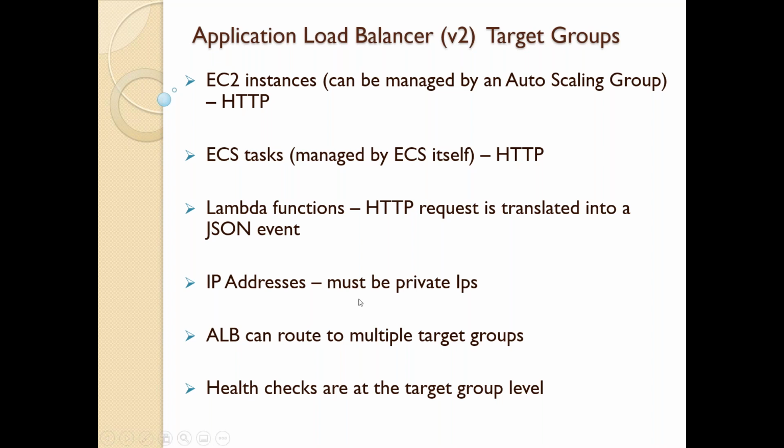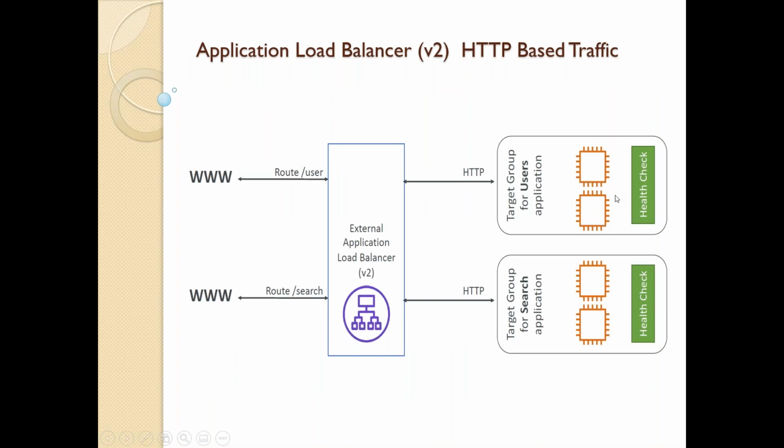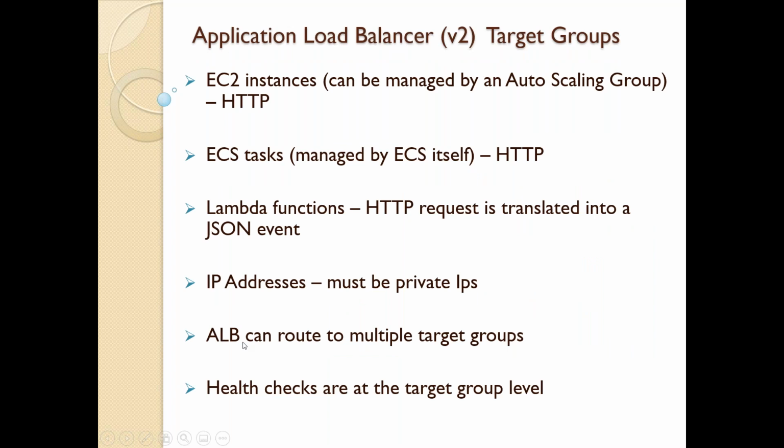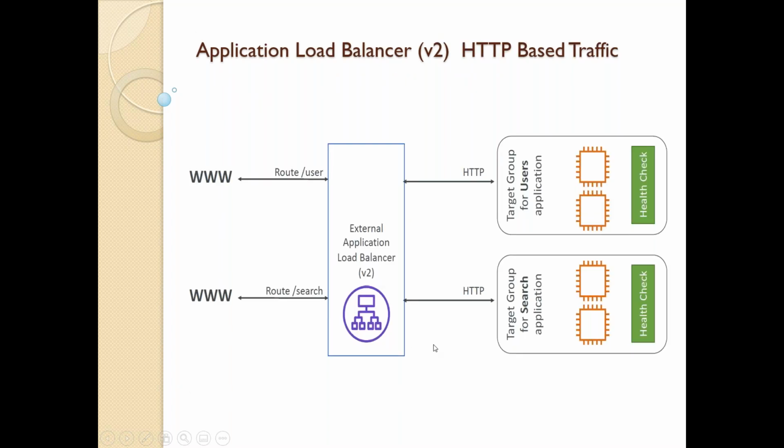IP addresses. When you are attaching the IP addresses of these machines, they can all be private. You don't have to worry, you don't have to use the public IP. You can just take the private IP and attach it to the load balancer. ALB can route to multiple target groups. That's what we saw here. Based upon different paths, you can send to this one, send to that one, and so on.